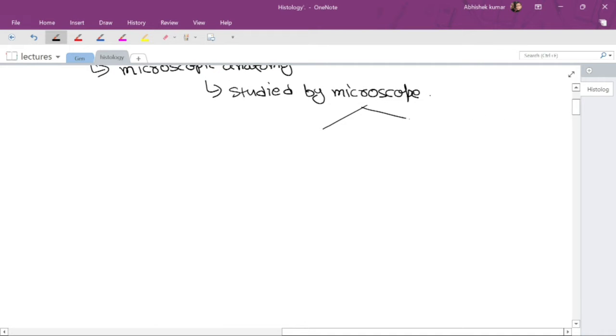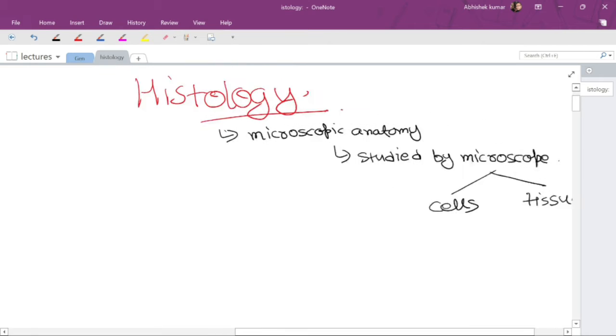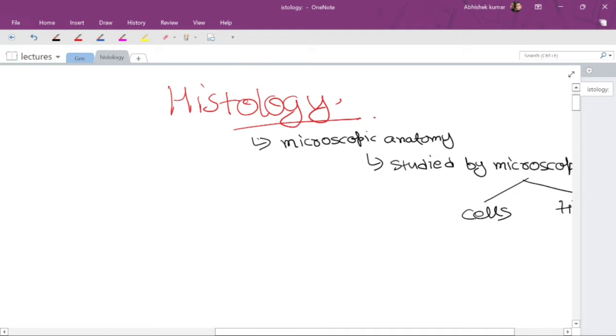Now, what category of things comes under microscopes? First we are going to see about cells, and then we are normally going to talk a lot about different types of tissues, how they look and what their structures are under the microscope, how to make a slide, what stains to use. So all of this we are going to discuss in histology, but I'm actually starting from epithelial tissues.